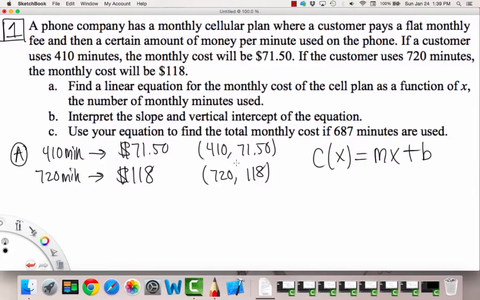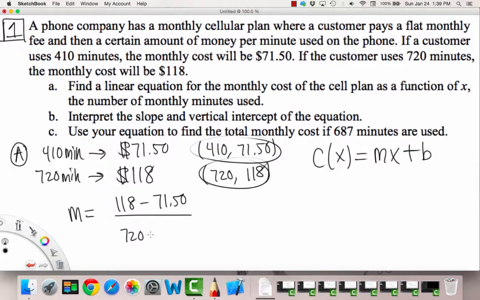Given these two points, remember whenever you're given two points and it has to do with a line, we can always find the slope. So slope is going to be equal to this minus this: 118 minus 71.50 divided by 720 minus 410. This turns out to be 0.15 when you plug it into your calculator, or you can do the division yourself.